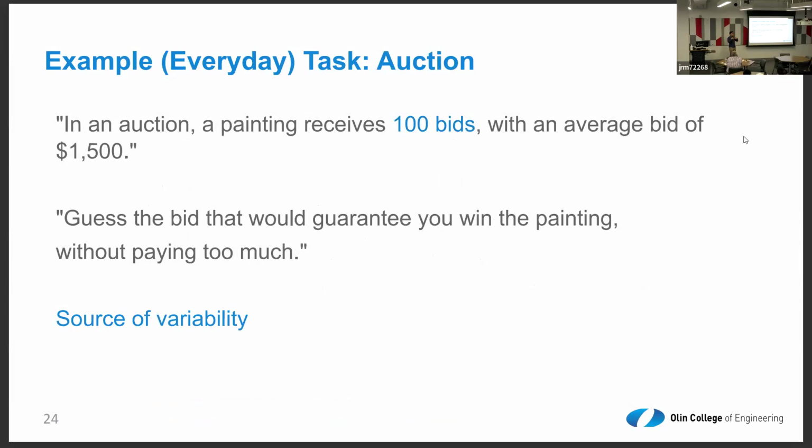Here, we are choosing a situation that naturally will have some variability. I think most reasonable people would not assume that everyone happens to bid exactly $1,500. So there's a source of variability that's fairly, we use the term ecologically valid. It's the kind of situation that most people would run into in their lives.